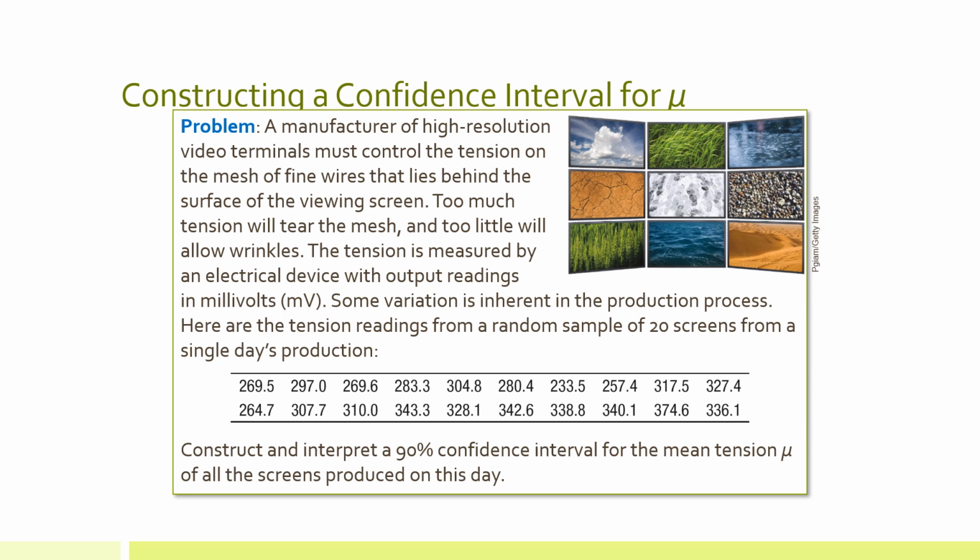The tension is measured by an electrical device with output readings in millivolts. Some variation is inherent in the production process. Here are the tension readings from a random sample of 20 screens from a single day's production. Construct and interpret a 90% confidence interval for the mean tension mu of all the screens produced on this day.